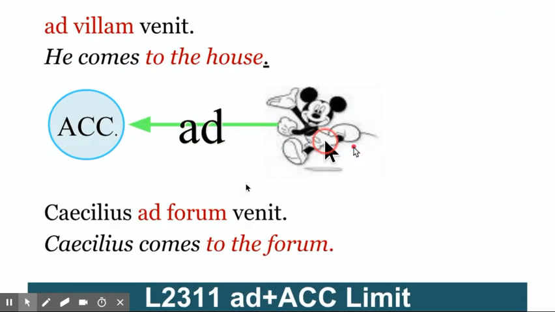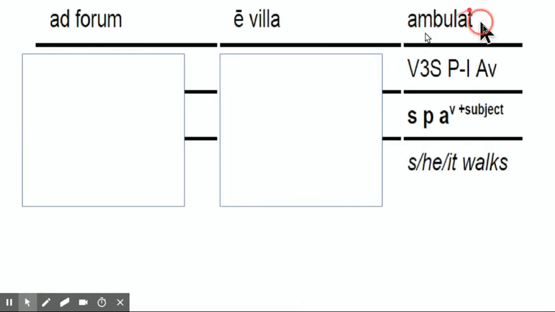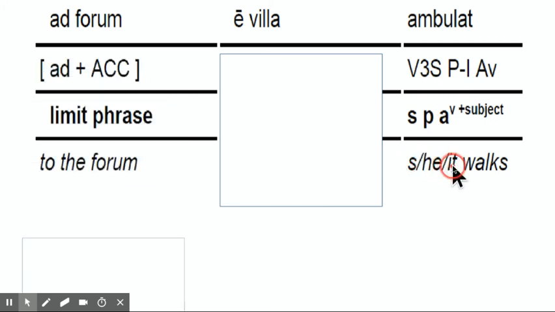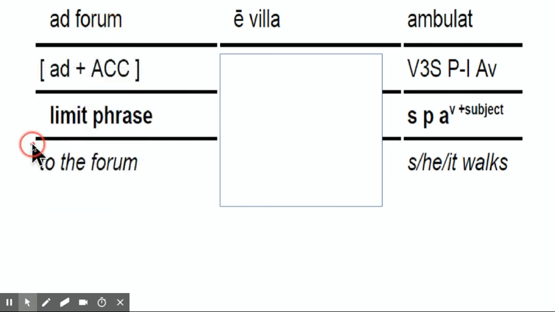And Caecilius comes to the forum, ad again, plus the accusative. Caecilius comes to the forum. So here's our sample sentence we need to write out. Ambulat, verb, third singular, present indicative active, simple present active, plus, what's this thing called? Subject phrase. All Latin verbs have a subject phrase in them. We know it's third person singular. He, she, or it walks. Walks where? Ad forum. Ad plus accusative, limit phrase, to the forum.